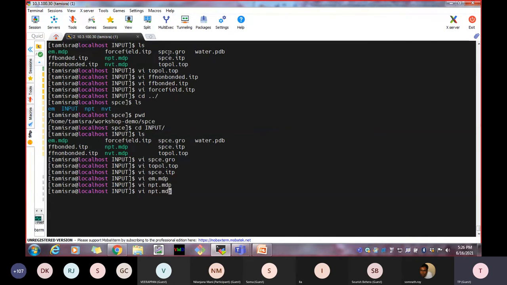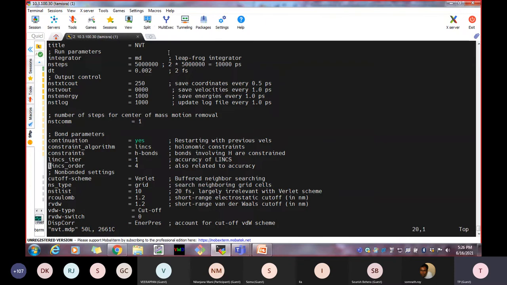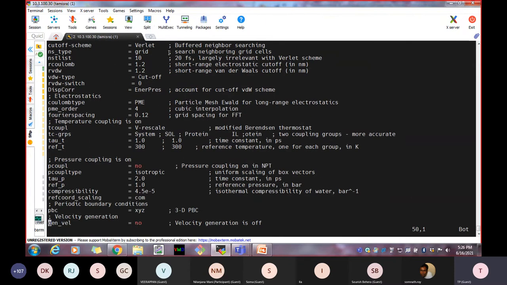Similarly for the NVT, we have everything similar, except we will keep the pressure coupling off, because this is a constant volume simulation. Here we have mentioned the pressure coupling is set to no, and even though other things are written, as it is set to no, the system will not take the pressure coupling. We also keep the temperature coupling on, like the velocity rescale.